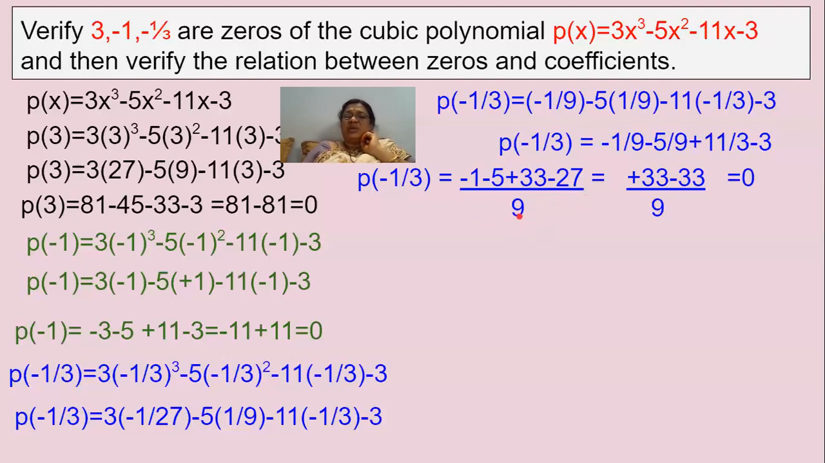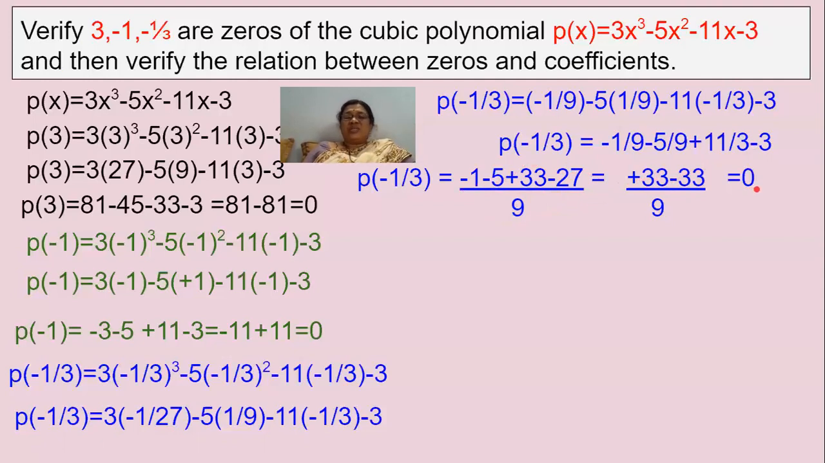Isn't it? Simply you can multiply also. 9 3s are 27, like this you can write. So here this is minus, and this is minus. All minuses will add, we'll get minus 33. And here it is plus 33. These two will get cancelled. You will get 0 as an answer here.